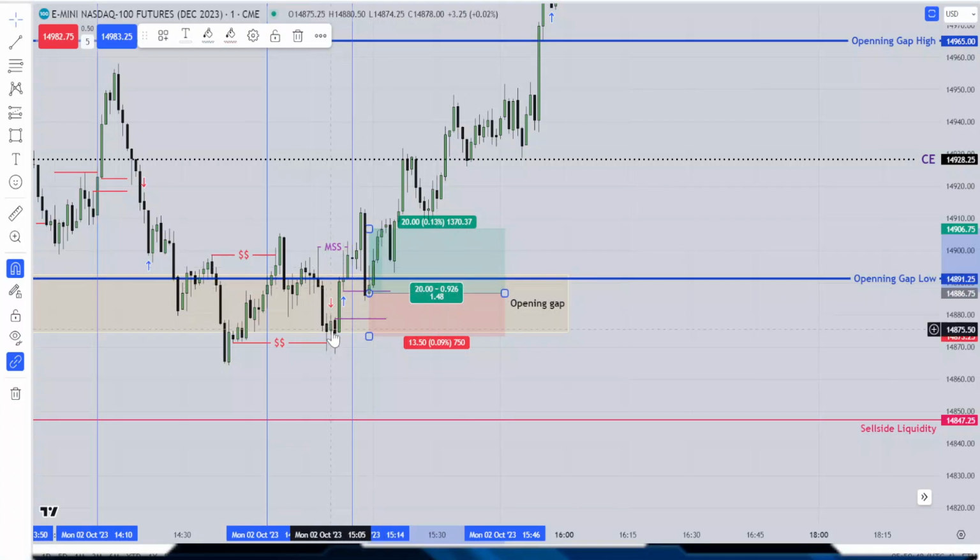If you mark this, that was my mistake. I marked this low as my market structure shift because I was forcing the market. That was my mistake. But if you look at the macro, we can say that this is the number 8 winning trade from last Monday to this Monday. There were 8 setups, and all of them are winning trades. Every single trade is a winning trade.